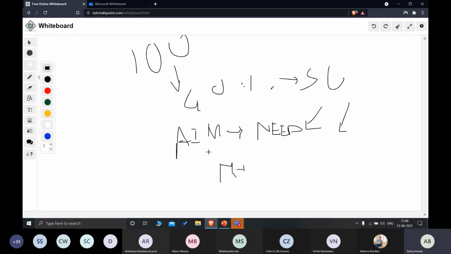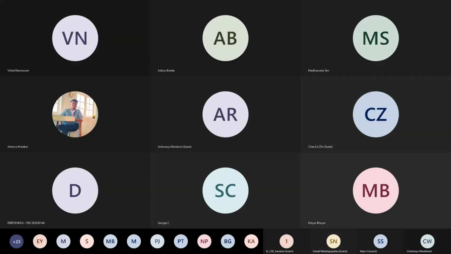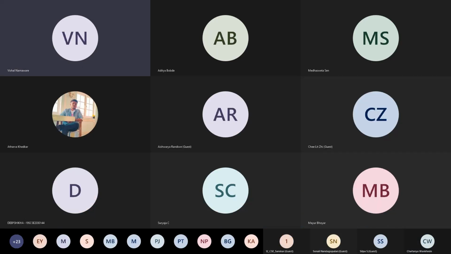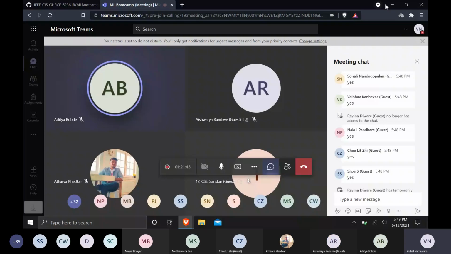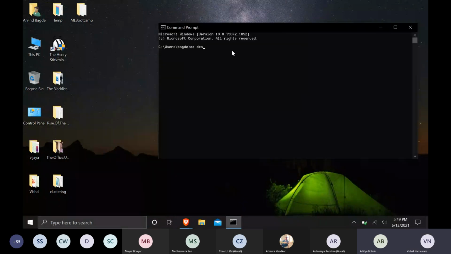Okay. So Vishal, I am handing over to you. You are good to go with your part. Okay, coding. I will stop sharing this. Everyone can see my desktop, right? Yes, it's easy work. Okay, and I'm in my command prompt. Yes, yes, yes.